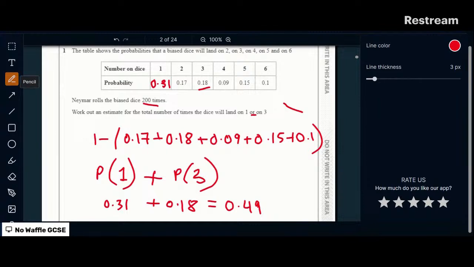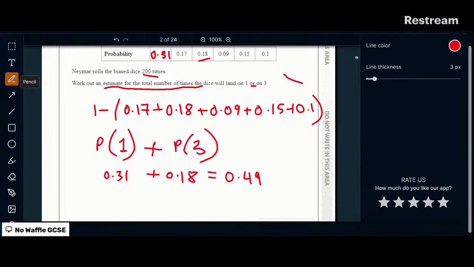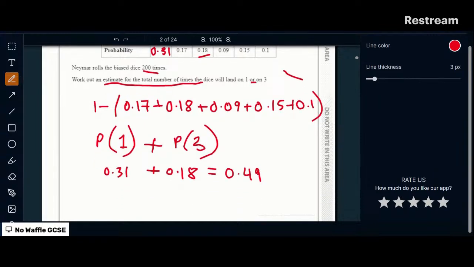And we don't want to find out the probability. We want to find out an estimate for the total number of times that the dice will land on 1 or 3. So what you then want to do is 0.49 multiplied by 200. Because 0.49 of those 200 times is going to end up as a 1 or a 3, and you should get 98.